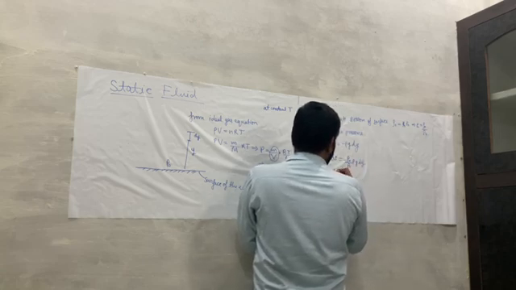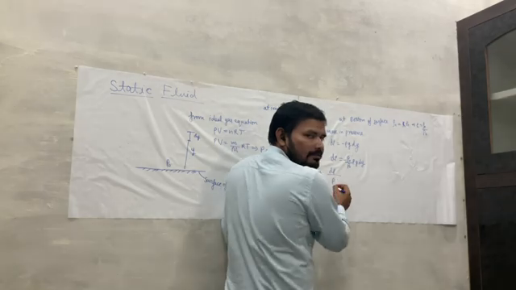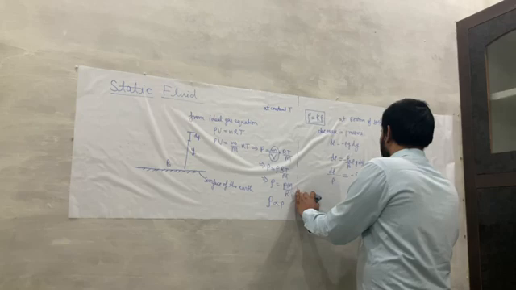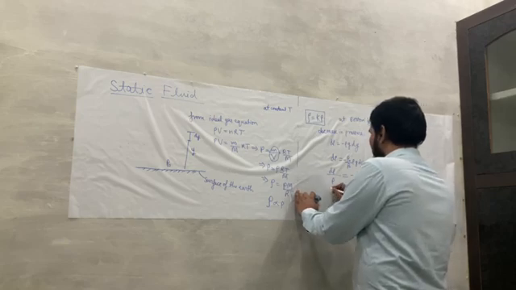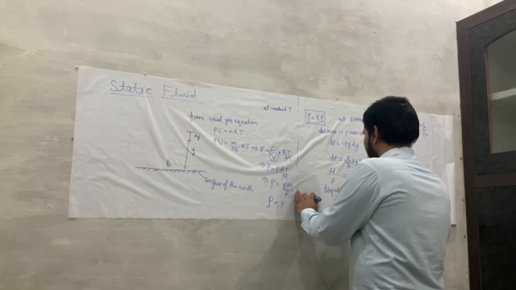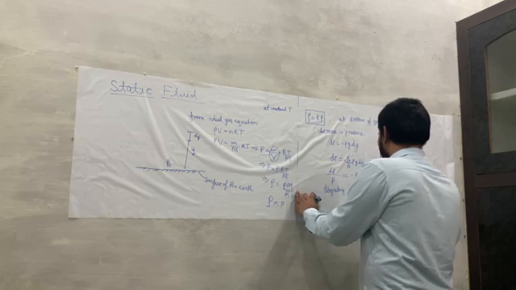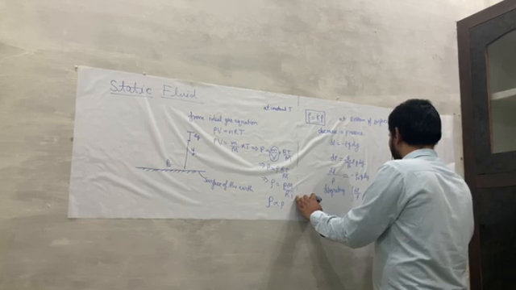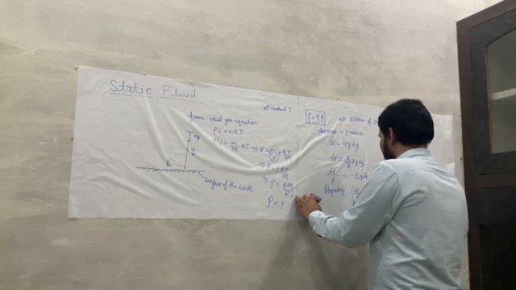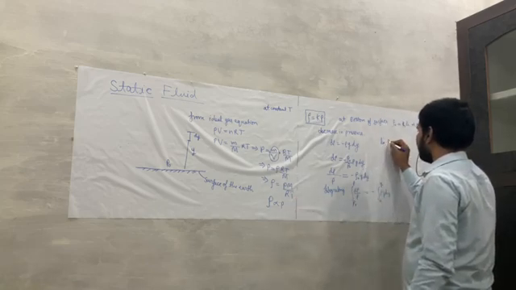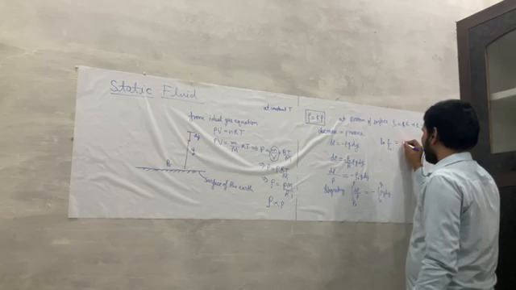Now dP by P can be written as minus rho naught by P naught g dy. Now integrating both sides: the integral of dP by P equals minus rho naught by P naught g times the integral of dy, from 0 to y and from P naught to P. After integrating we get ln P by P naught equals minus rho naught by P naught g y.